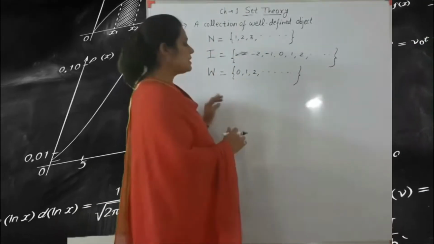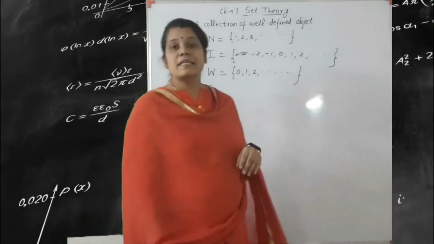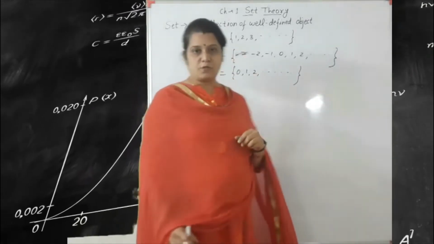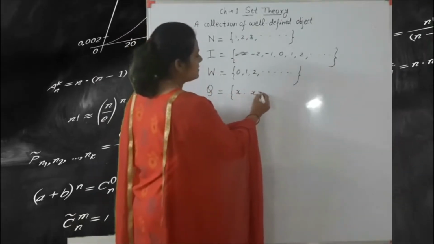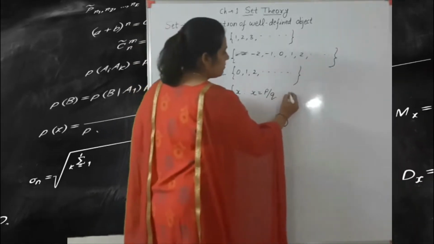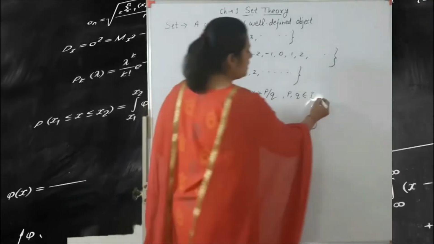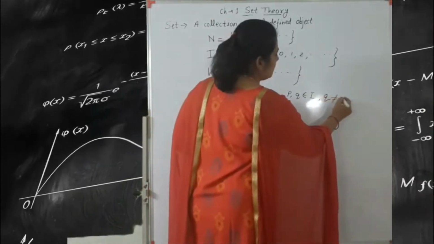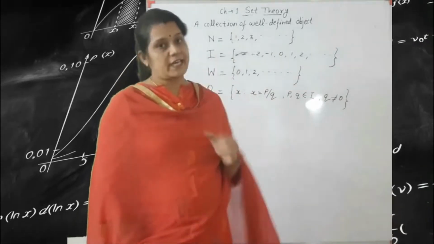Okay, next one is the Q. Q is equal to set of the rational numbers. Here we write x such that x is equal to p divided by q, where p comma q belongs to I, and q not equal to 0. This is the set of the rational numbers.